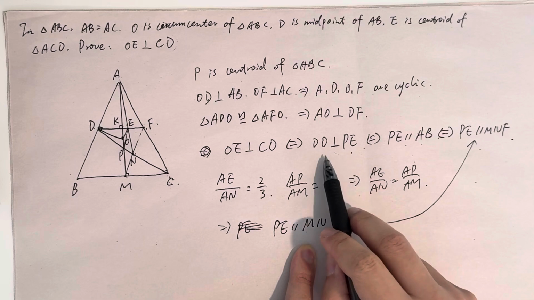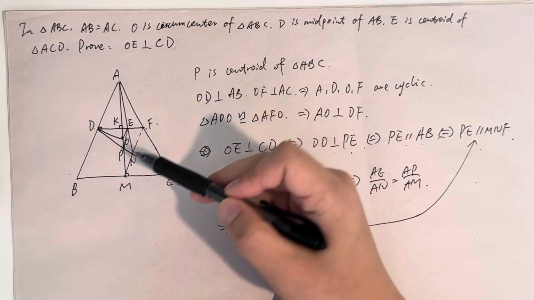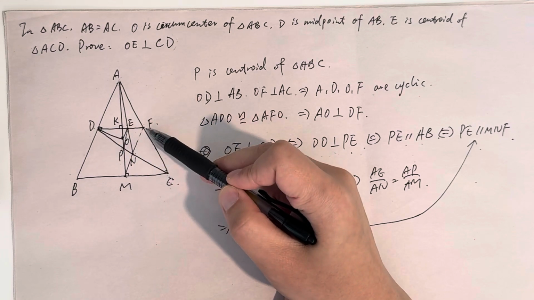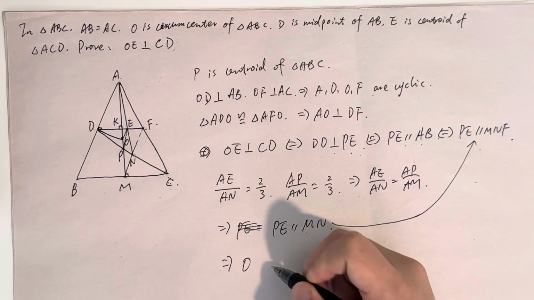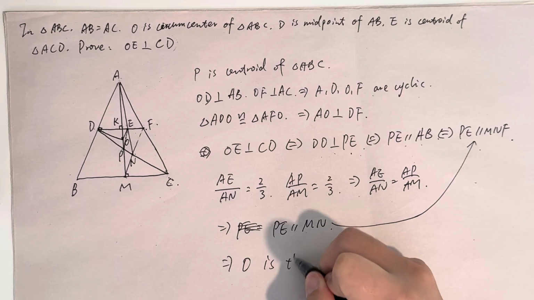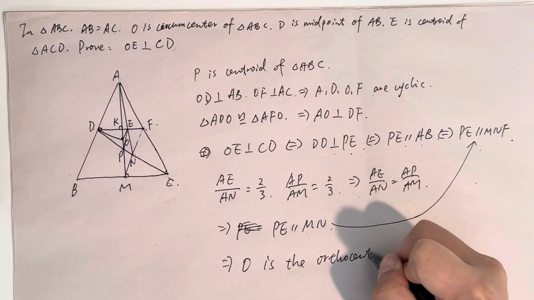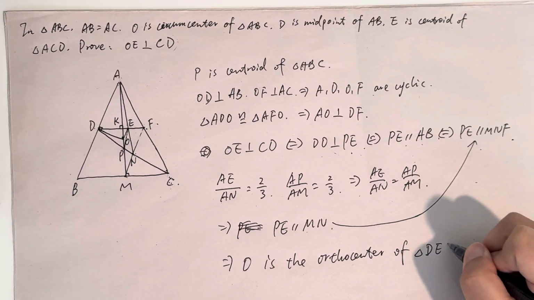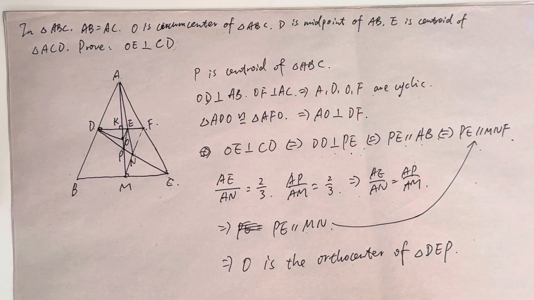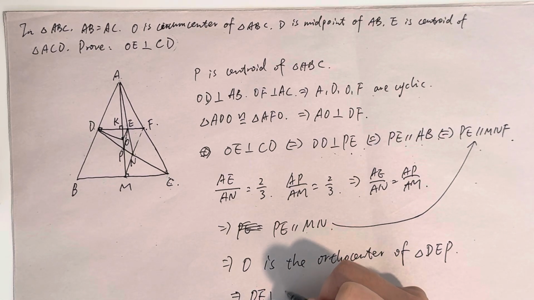Because PE is parallel with MN, PE is parallel with AB. That means PE is perpendicular to OD, right? And we already know that PK is perpendicular to DF. That makes O the orthocenter of triangle DEP, right? Which means OE is perpendicular to CD.